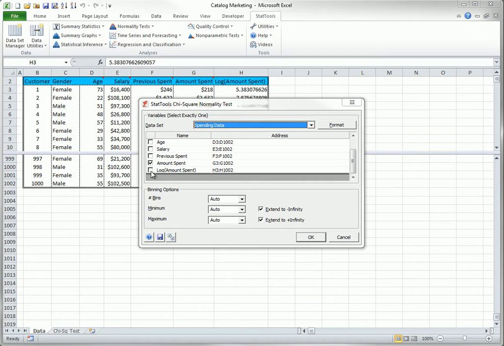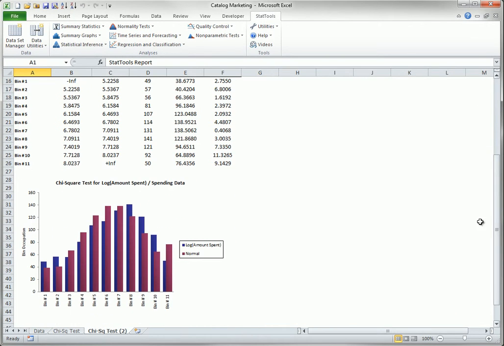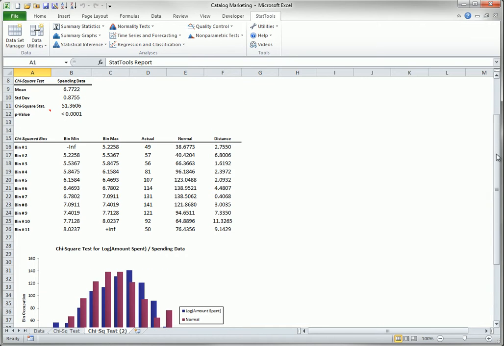Now I'll run it on the log amount. Here are the results. The log histogram, shown in blue, is much more bell-shaped than the original histogram, but the p-value is still very small. This means that you can still reject the null hypothesis that the log variable is normally distributed.